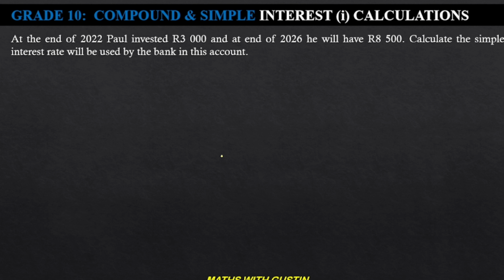Today we are looking at compound and simple interest calculations. This is where you are given the amount, the final amount, and also the principal amount. Then we are required to find the interest rate. Okay, great stuff. So now we are going to look at this question.